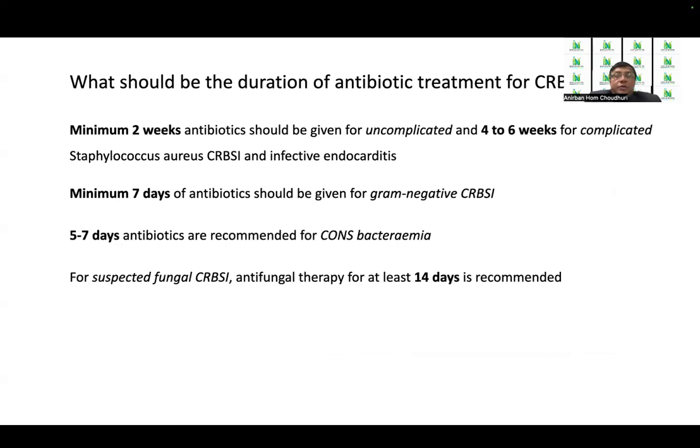So what should be the duration of antibiotic treatment for CRBSI? A minimum of 2 weeks of antibiotics should be given for uncomplicated cases, and 4 to 6 weeks for complicated Staphylococcus aureus CRBSI and infective endocarditis. However, we can always monitor them by doing regular blood cultures and also by following up with procalcitonin. If we know the baseline value of procalcitonin, then it will be a good indicator to show the trend.